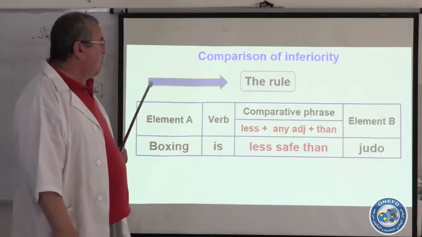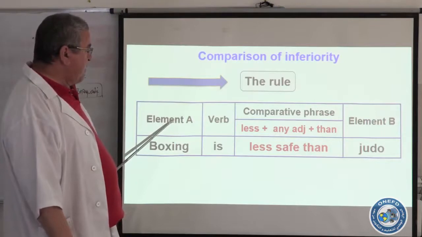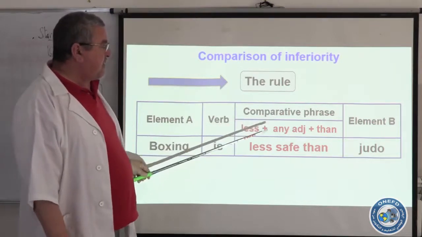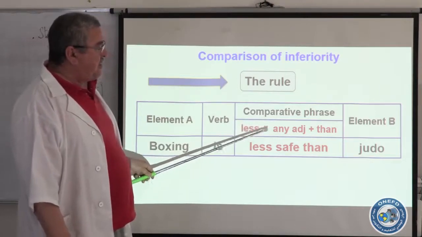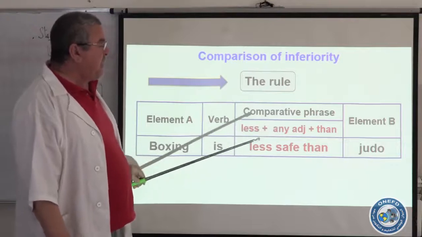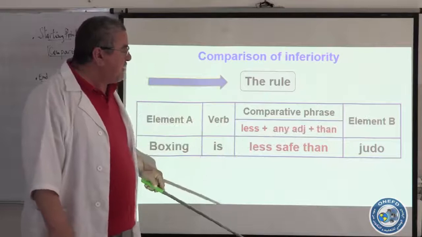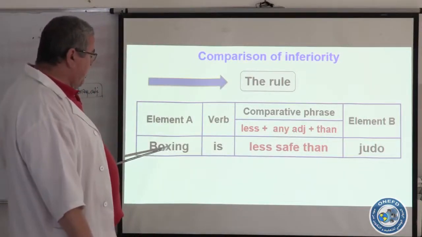Now, here is the rule. Element A, verb, comparative phrase, that is less plus any adjective, plus than. Element B. Let's have a look at this example.